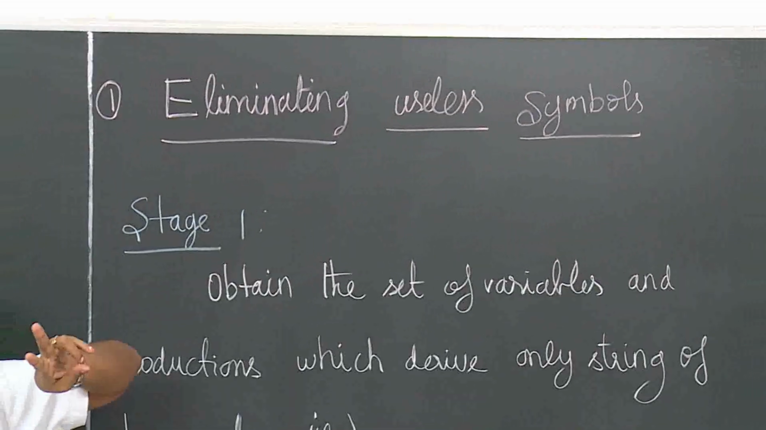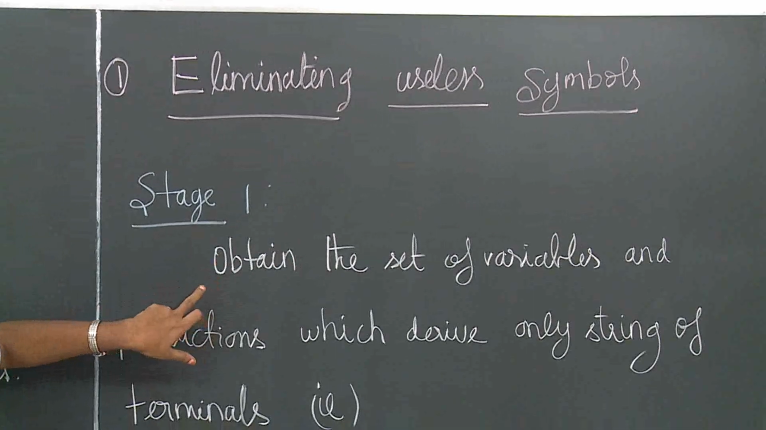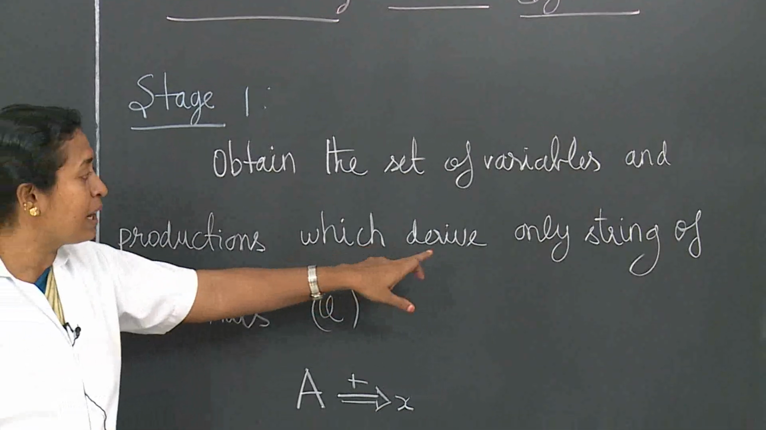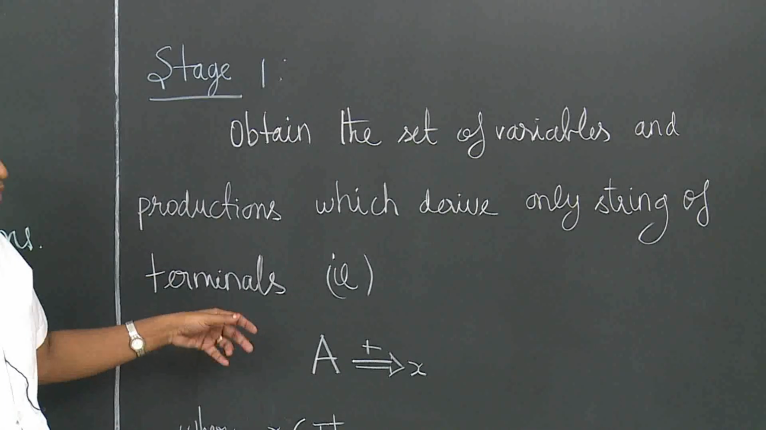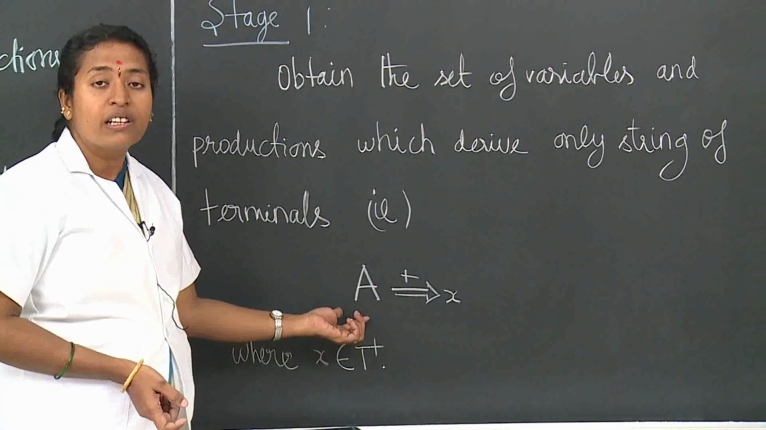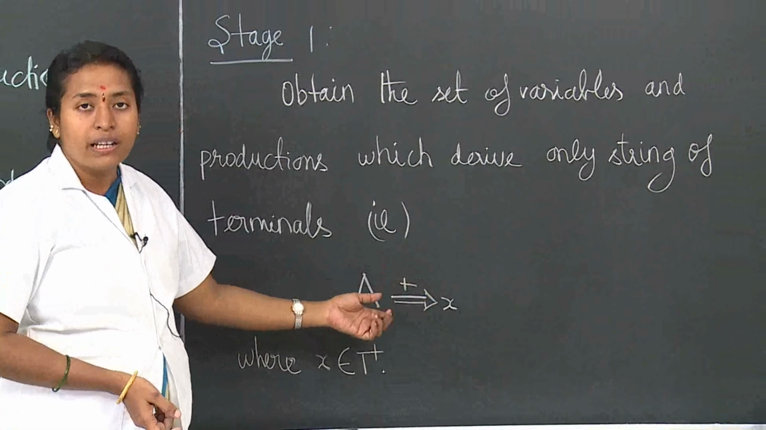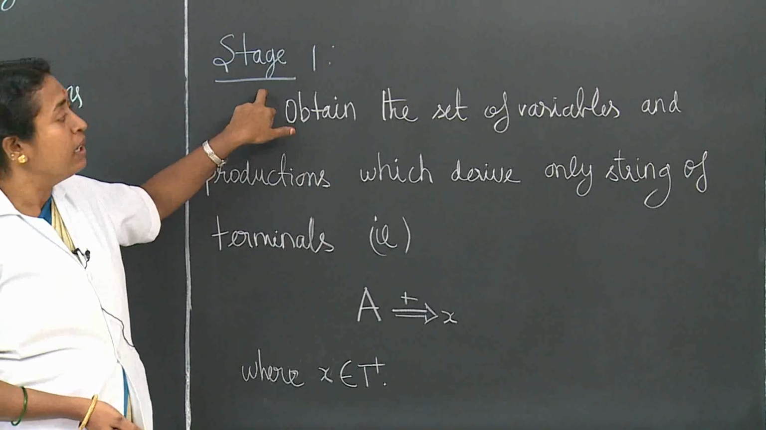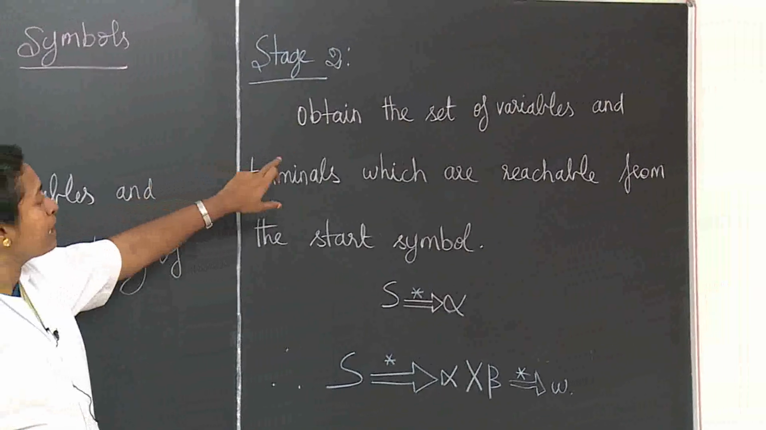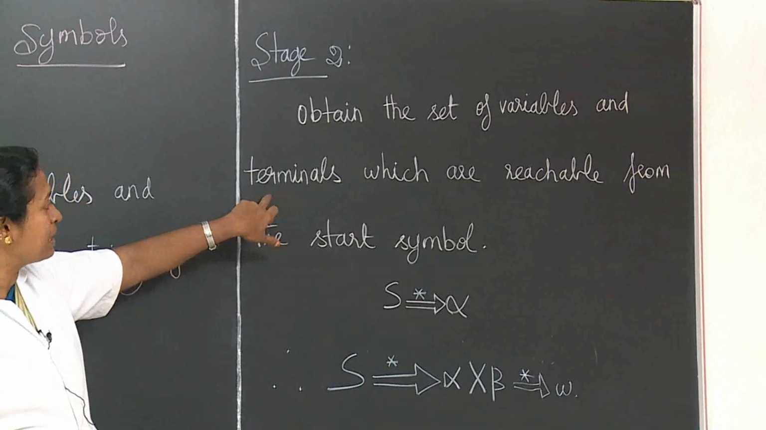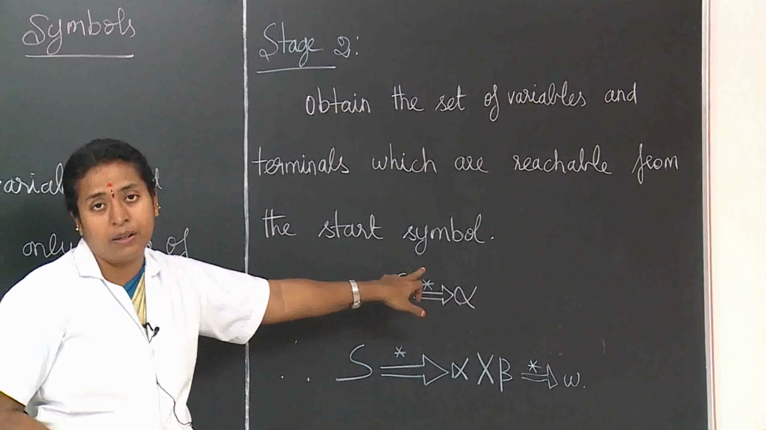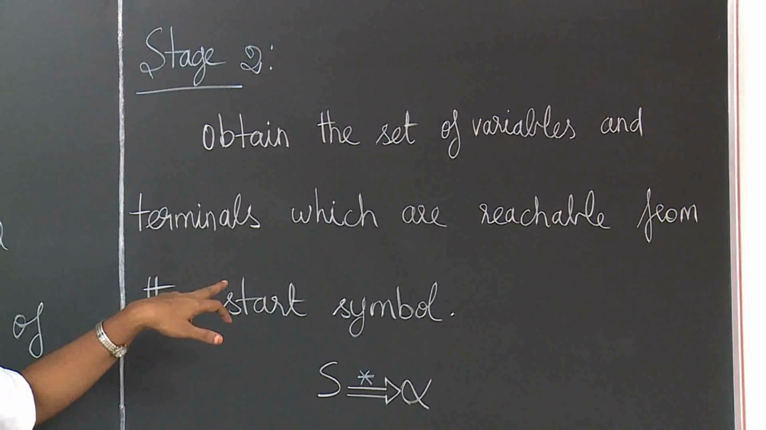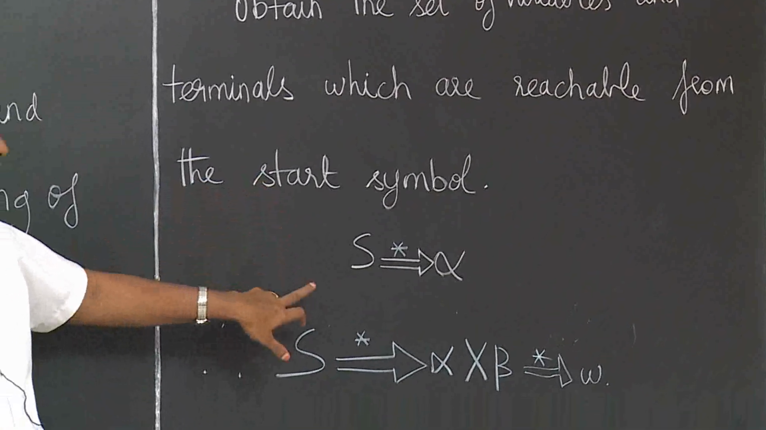There are two stages to eliminate them. Stage 1: we have to obtain the set of variables and productions which derive only strings of terminals. If you have a non-terminal, it should derive only terminals. If it is not deriving a terminal, then that is not a valid one. Next, in stage 2, we have to obtain the set of variables and terminals which are reachable from the start symbol. The terminal or non-terminal should be derived from, or reached from, the start symbol.